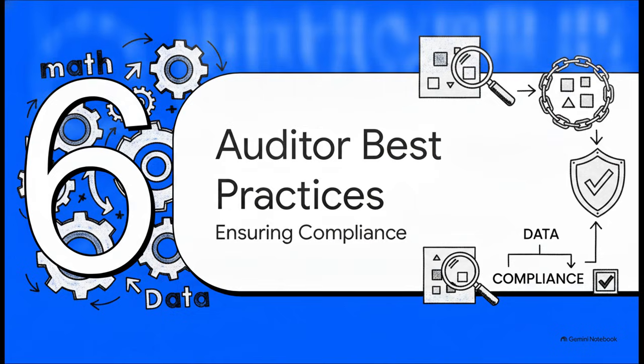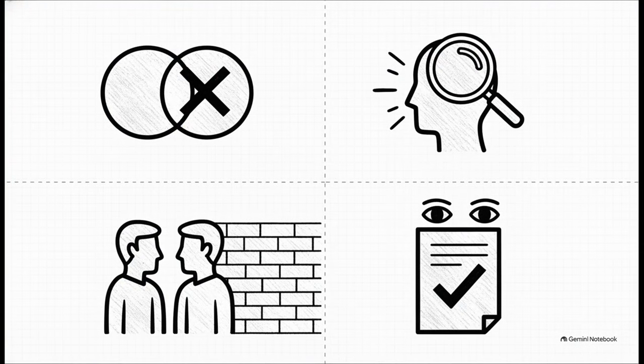Section 6. Auditor Best Practices. Knowing the formula is fantastic, but plugging bad data into it, that's an auditor's worst nightmare. Here are your golden rules for compliance. First off, absolutely do not double count overlapping elements. For instance, a CBC with differential inherently includes a basic CBC, hemoglobin, and a platelet count. You can't count those as 4 separate things. It's just one unique test.